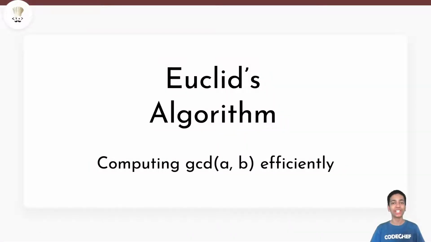Our agenda today is to learn Euclid's GCD algorithm, which helps us find the GCD of two numbers, the greatest common divisor, very efficiently. We will be discussing it in great detail. I have watched a few videos and articles, but a lot of them just talk about the algorithm. I will also talk about how it works and why it works. So stick around till the end and I hope that you learn it really well.